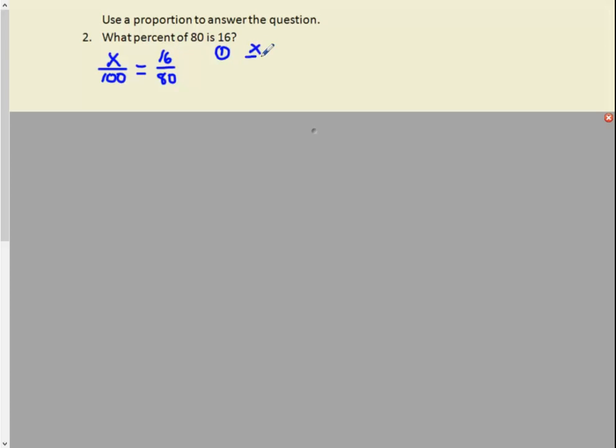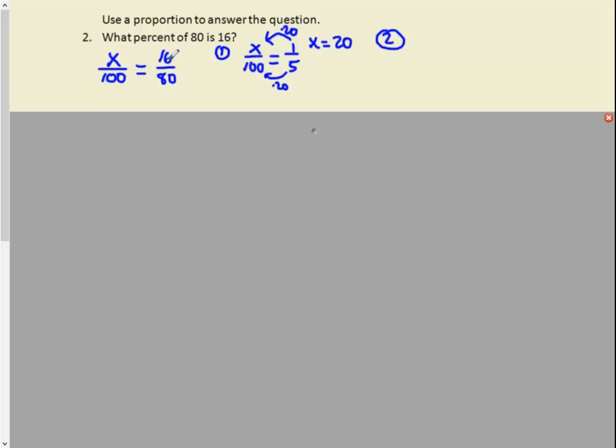So we can simplify that and say that x over 100 is equal to 16 over 80 is the same as 1/5. And then if you remember, our first approach to solving proportions was you can look at what do you have to do to 5 to get to 100. Well, you have to multiply by 20. And that means to go from 1 to x, you should also multiply by 20, and x is equal to 20.